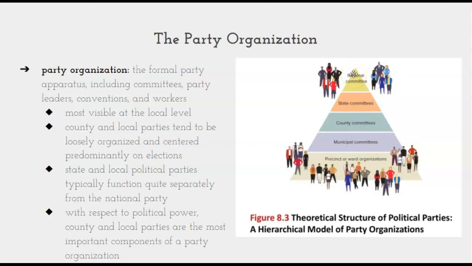So as you can see, political party members span all areas of government. The political party includes committees, party leaders, conventions, and workers. They're most visible at the local level, and county and local parties tend to be loosely organized and centered predominantly on elections. State and local political parties typically function separately from the national party, and with respect to political power, county and local parties are the most important components of a party organization.